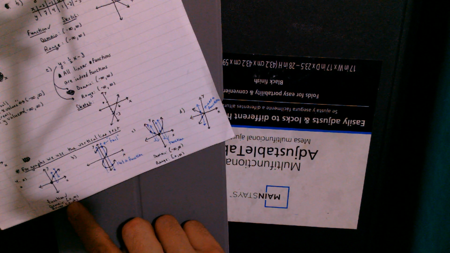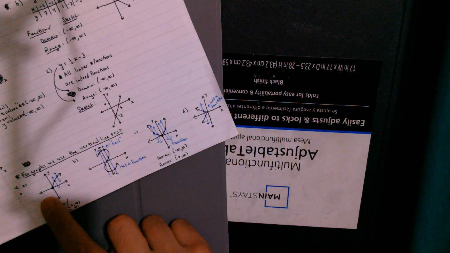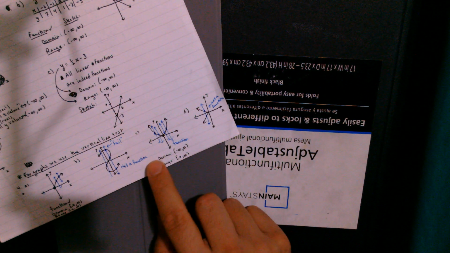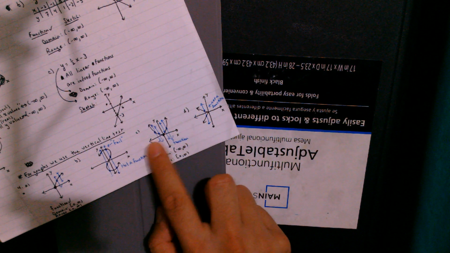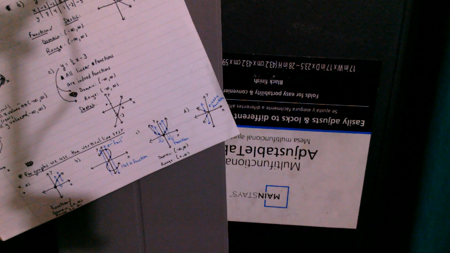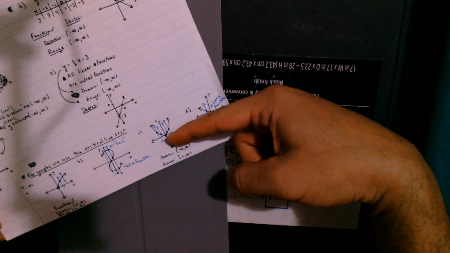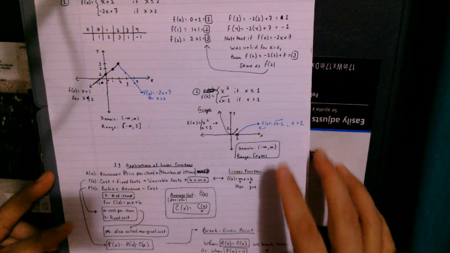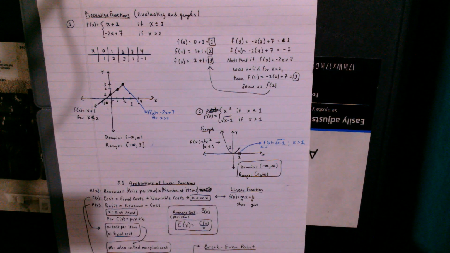The domain for A would be 0 to infinity, all the way to the right, and for C, negative infinity to infinity. The range is the y value, so 0 up. These two are not functions, so I didn't put domain and range there. That's just a little introduction to what a function is and some of the different kinds of functions.